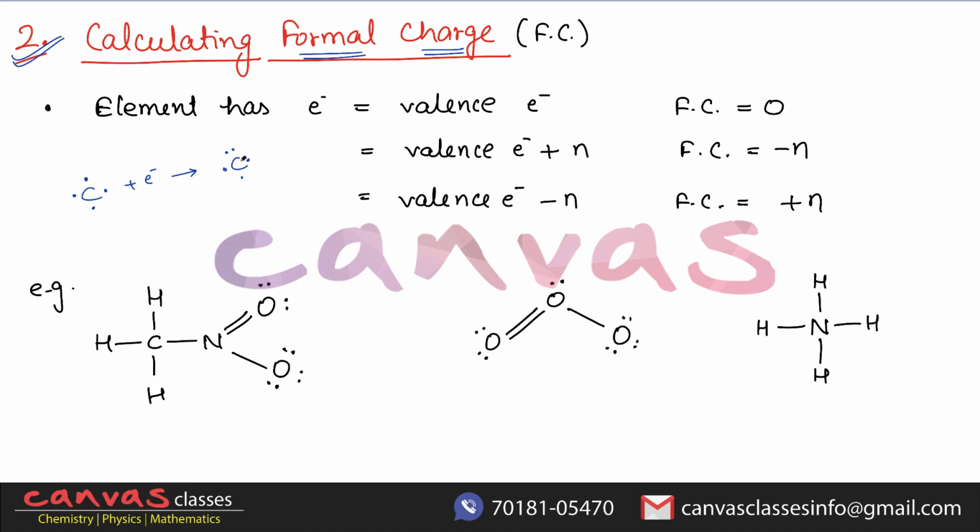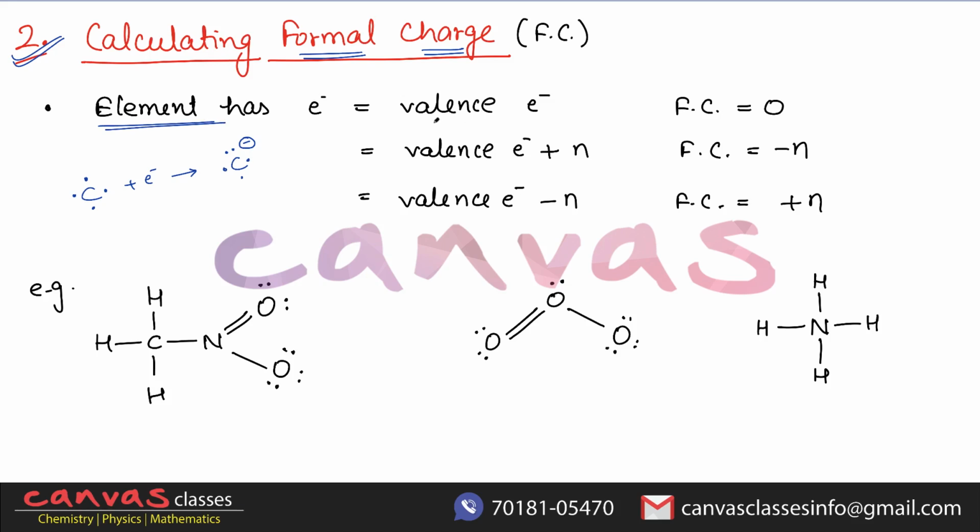Because it gained an extra electron which was not its own, that is why we must write one negative charge. So one negative charge indicates one additional electron compared to its valence electrons. There are formulas for calculating the formal charge, but what I suggest is you understand the basics, and then you won't need to memorize those formulas.